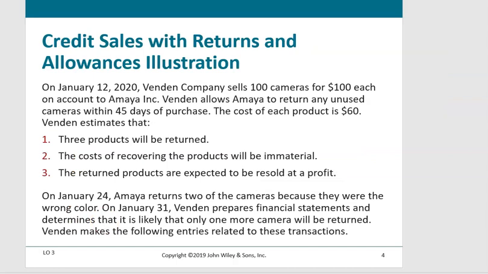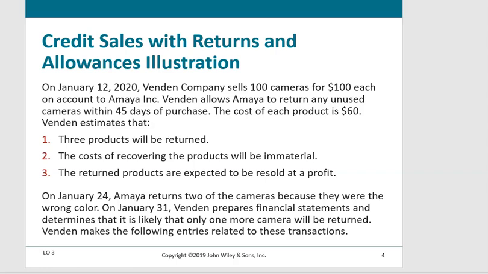On January 12, 2020, Vendin Company sells 100 cameras for $100 each on account to the customer Amaya Inc. Vendin, the seller, allows Amaya, the customer, to return any unused cameras within 45 days of purchase. The cost of each product to Vendin Company is $60. Vendin estimates that three cameras will be returned. The cost of recovering the products will be immaterial, so it's not incurring much additional cost in getting the returns.